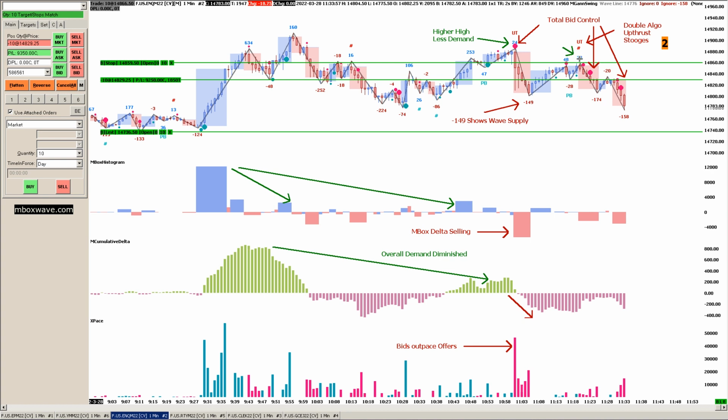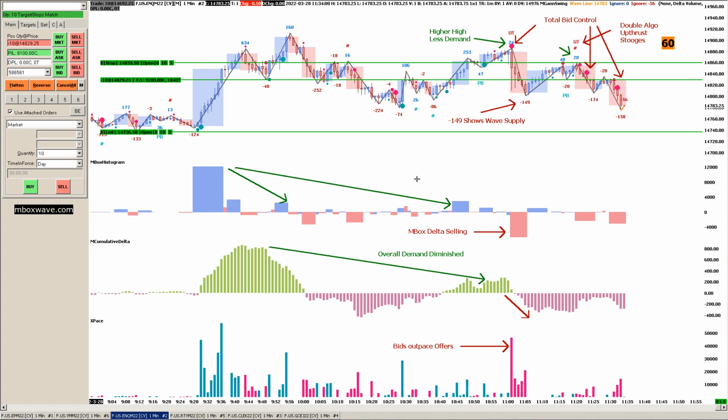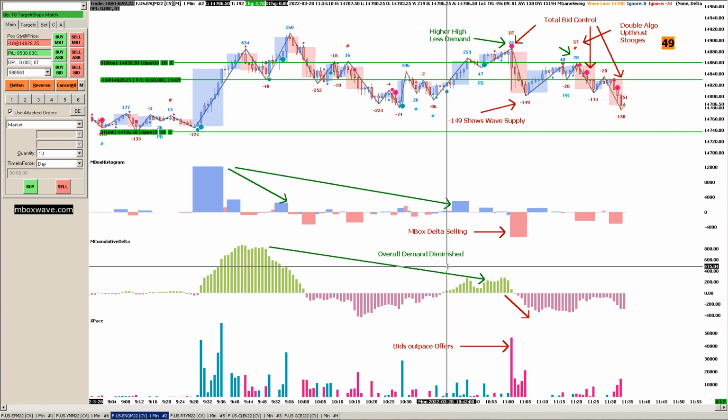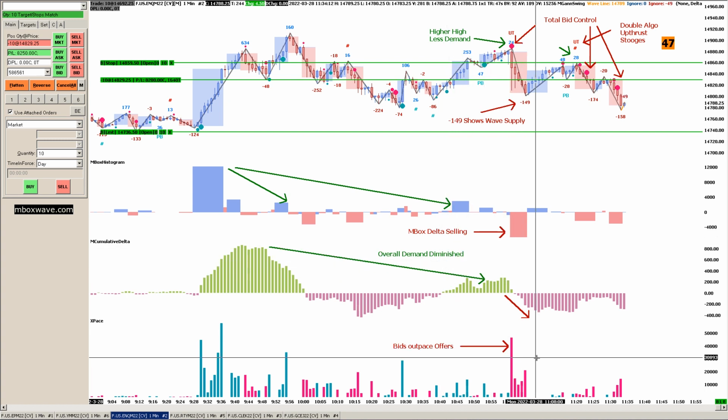We see another higher high, less demand, 7 points. We see a retraction of MBox delta right here, that's 8 points. MBox selling comes in, 9 points. Overall diminished demand, 10 points. Bids outpace the offers, 11 points.